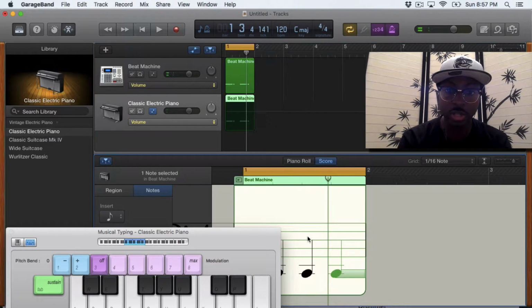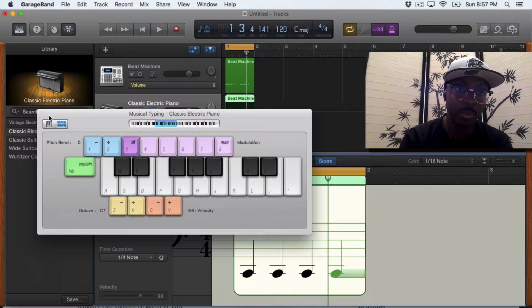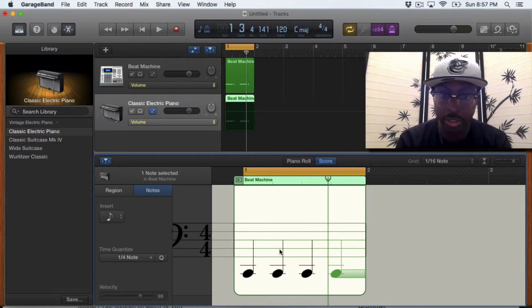This is what quarter notes look like. Get this out of the way. This is what quarter notes look like. A ball connected to a stem. Quarter note, ball connected to a stem.